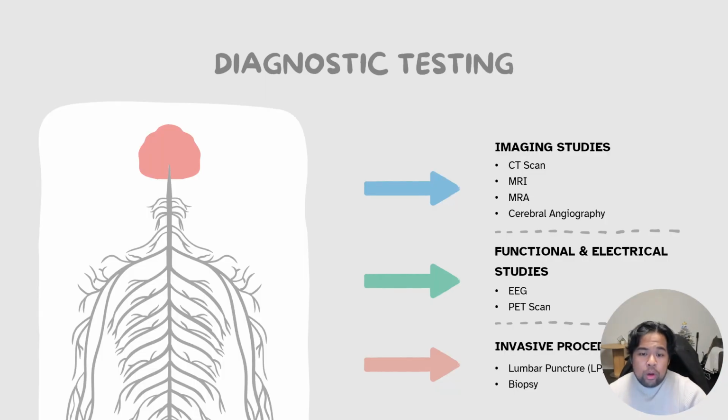All right, everyone, one of the main things that we use for a neurological exam is diagnostic testing. The imaging studies will include the CT scan, MRI, MRA, and cerebral angiography. The CT scan, if you're concerned about stroke, is going to be your go-to. We'll talk about that in a little bit.